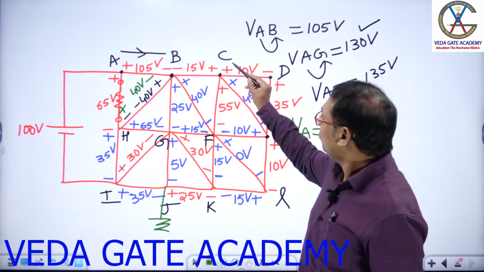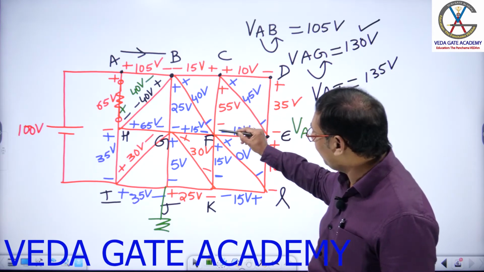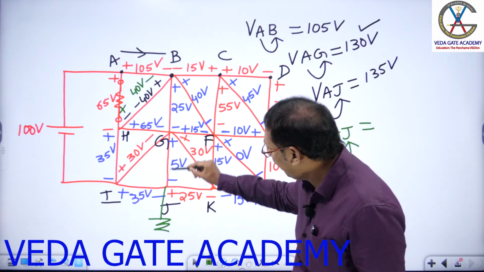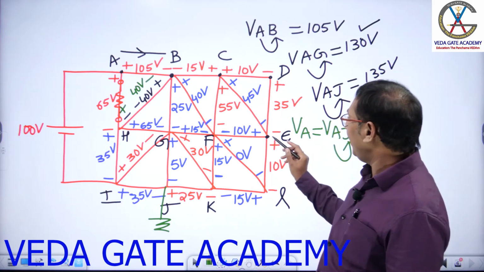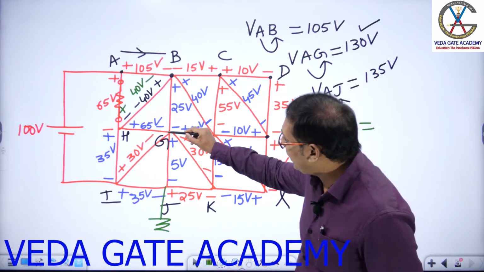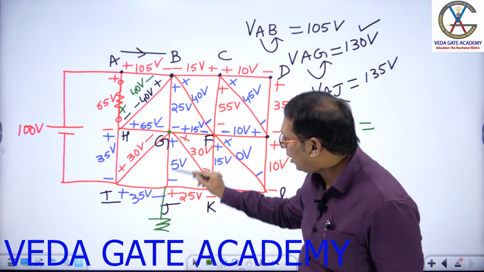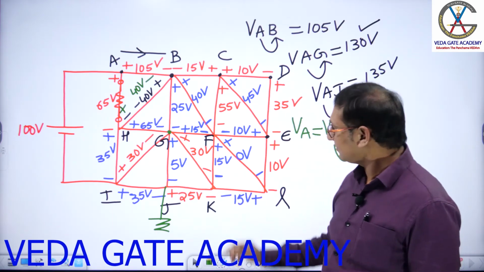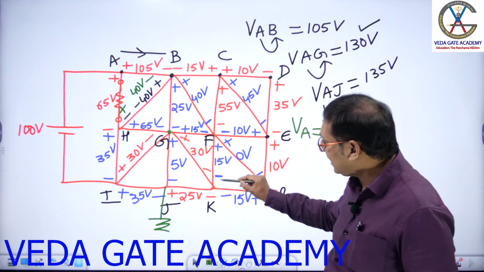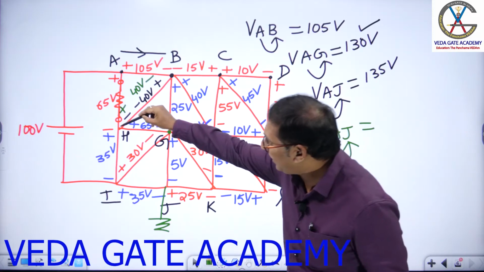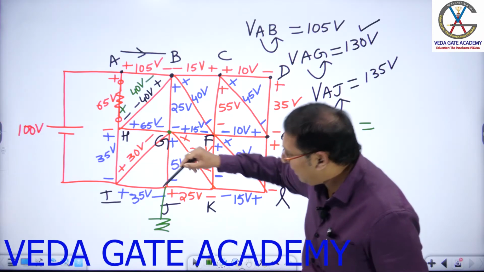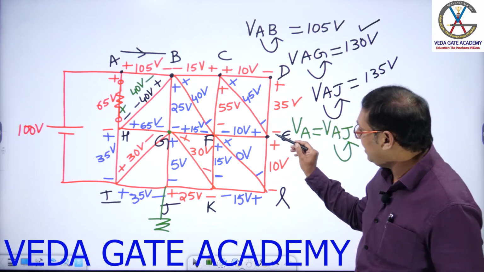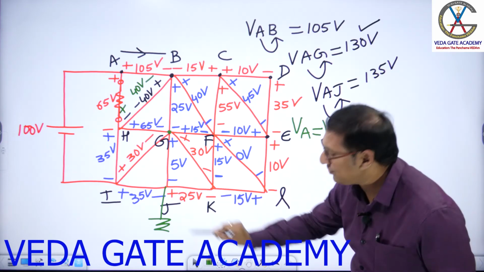Now, what is the VC node voltage? Plus 55, minus 15, plus 5. What is VC node voltage? Start here, go to ground. How much? Plus 5 volts. What is VF? Plus 15, minus 25. What is VH? Plus 35, plus 35. What is VE? Plus 10, plus 15, minus 25.